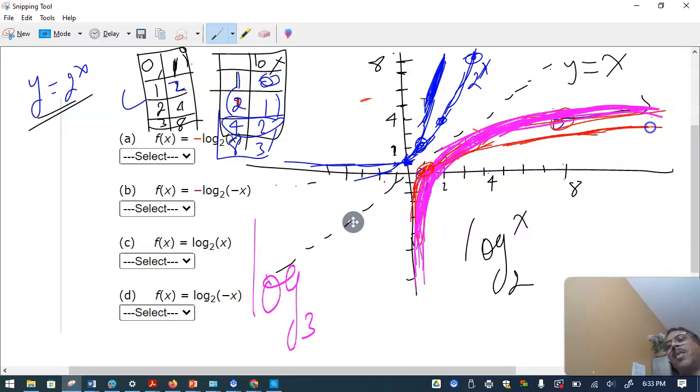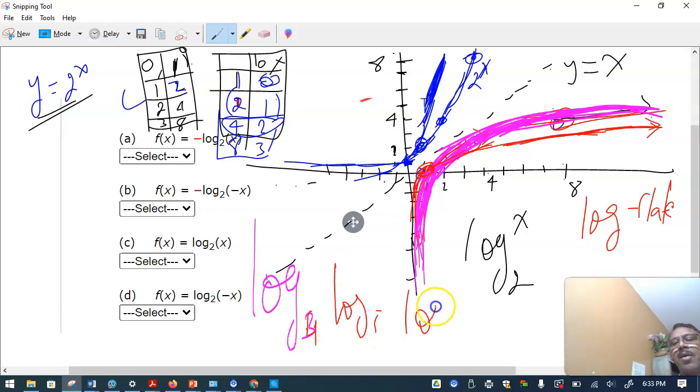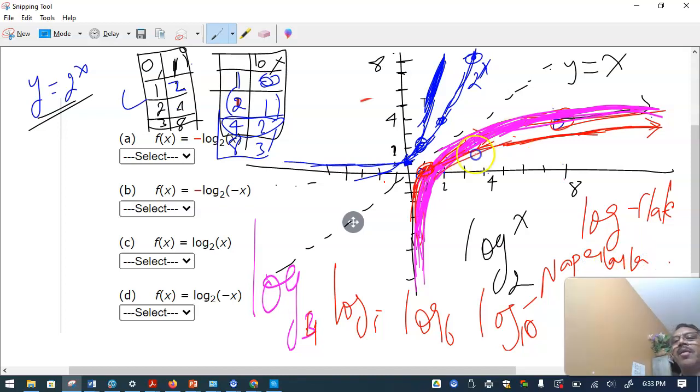So the higher the base, the more the log flattens. That's all you need to remember. So the higher the base is, for example the logarithm of 4, or logarithm of 5, or log of 6, or log of 10, which is a Neperian logarithm, this is how they will flatten, they go like this.